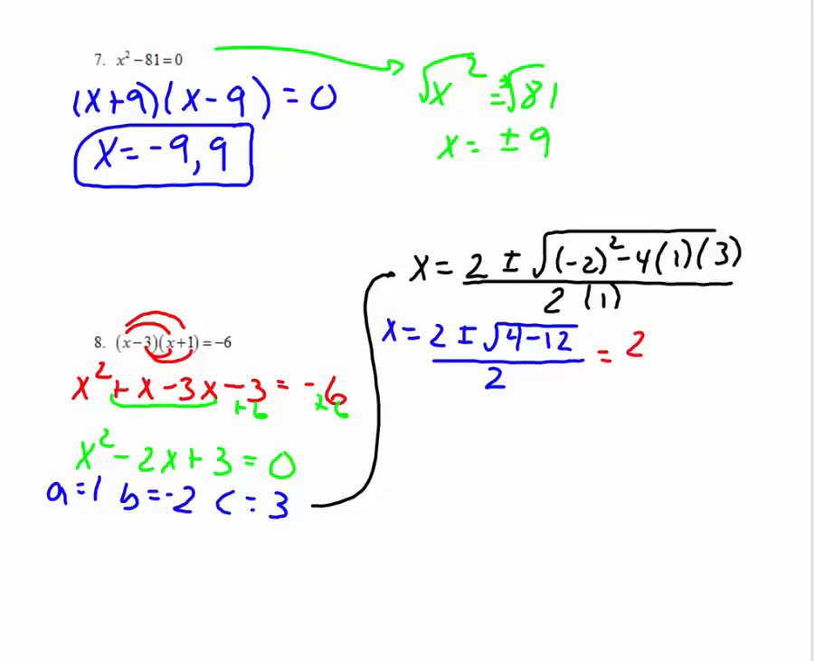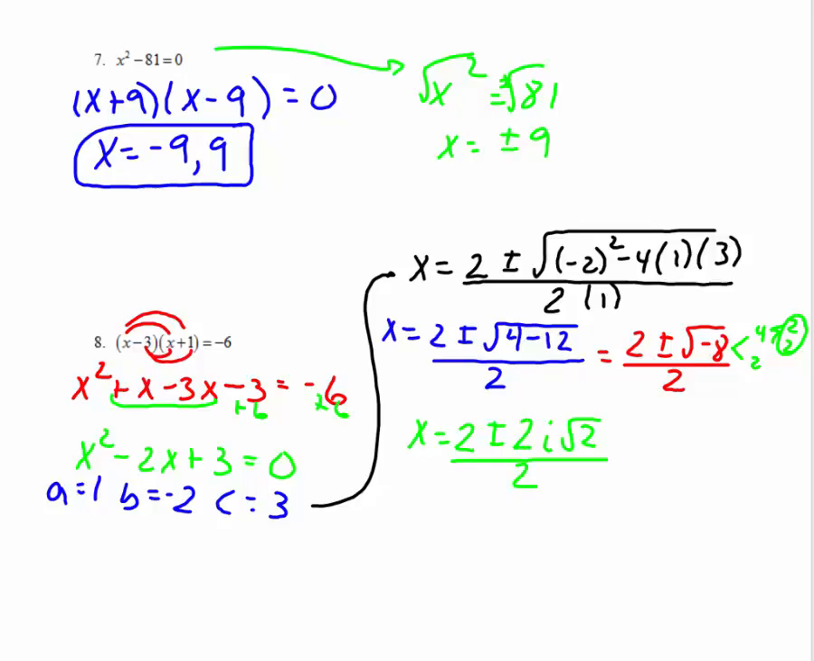4 minus 12 is a negative 8, so 2 plus or minus the square root of negative 8 all over 2. What can come out of an 8 is a 4 and a 2, and a 4 is a 2 and a 2, so I do have a pair of 2's. So x is going to equal 2 plus or minus a 2 comes out, an i comes out, a 2 is left, all over 2.